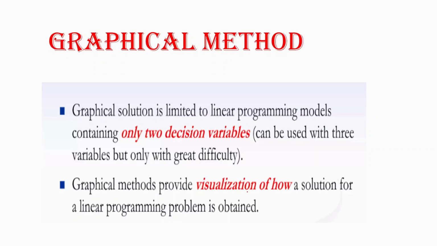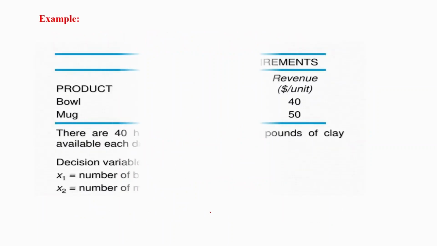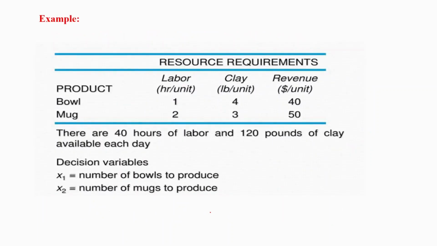Graphical methods provide visualization of how a solution for a linear programming problem is obtained. Whether it's a minimization type or a maximization type, we can find the optimal solution of our problem. So consider the same example that we took in the last lecture, related to the bowls and the mugs, where you have to find the number of bowls and mugs so that you can maximize your revenue. So we have the objective function, if you remember.